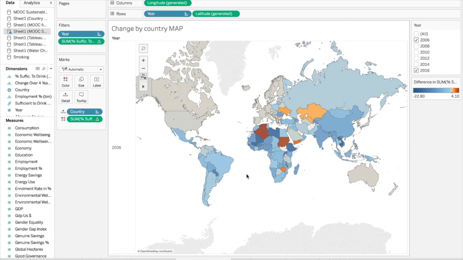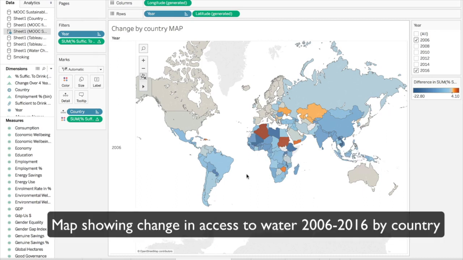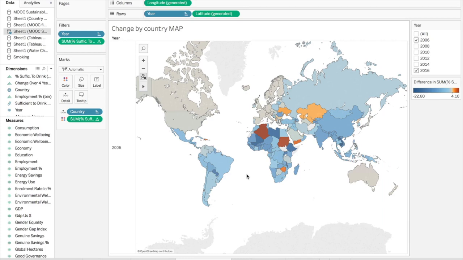So this map is showing the change in the water situation in a country from 2006 to 2016. And we can see that the countries that are dark blue have had a significant increase in their percentage of their population that have sufficient access to water. And the countries that are orange or dark orange have had a decrease.